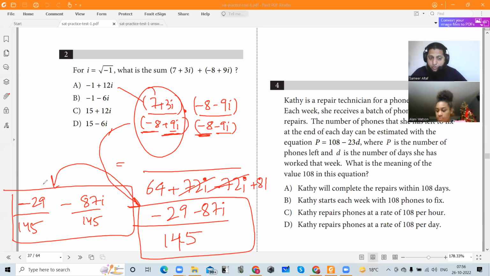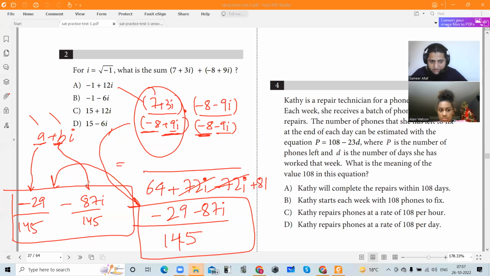Sometimes the question is, if the division of the two imaginary numbers is equal to a plus bi, what is a? What is b? It's simple. A is the real part, -29 over 145. And b is the imaginary part, which is related with i, -87 over 145. So you take the real part as a and the imaginary part as b.